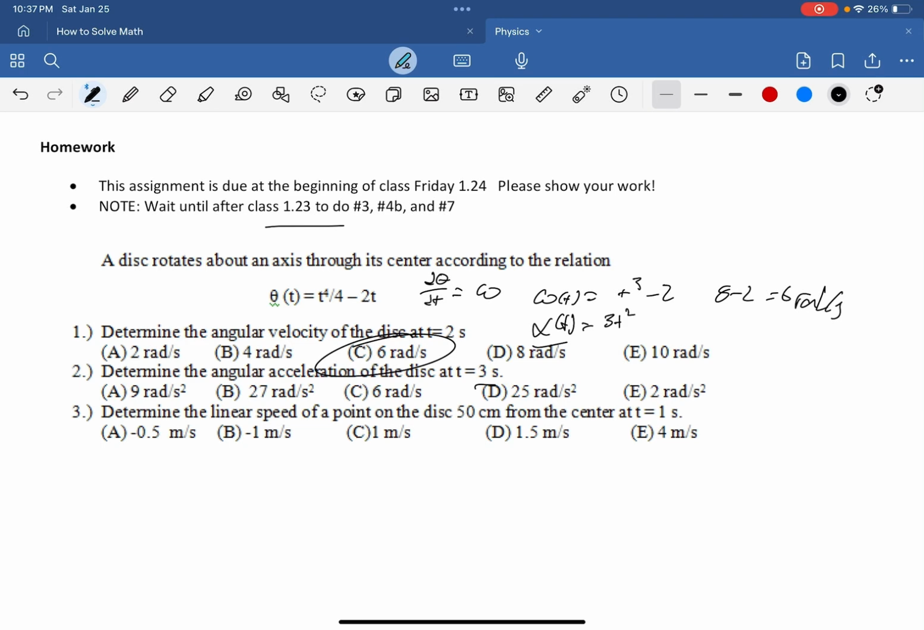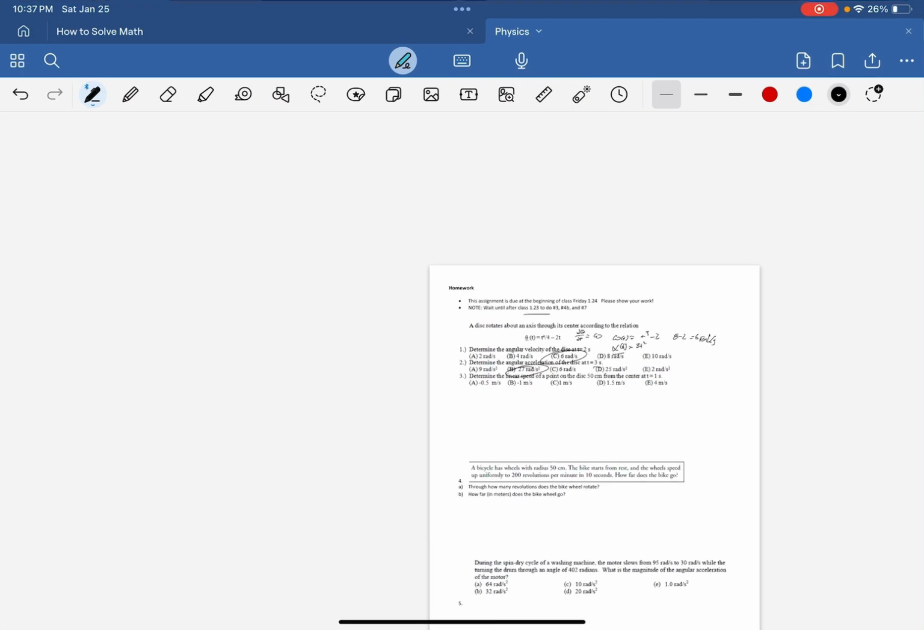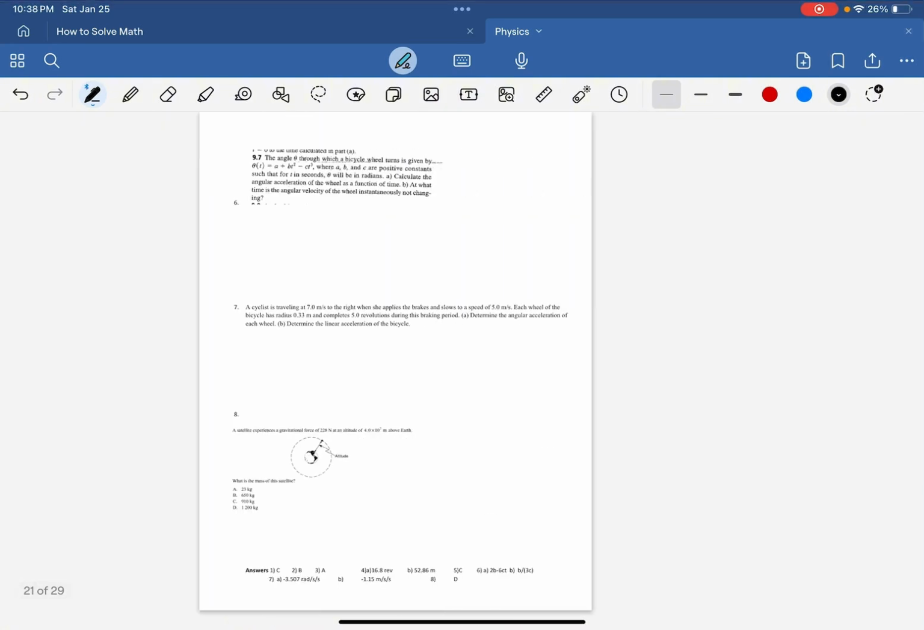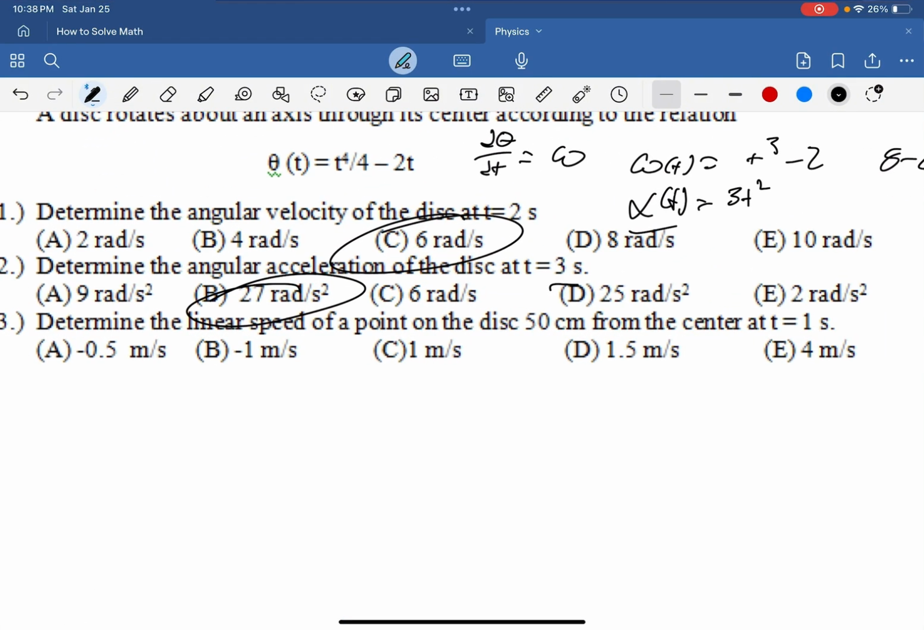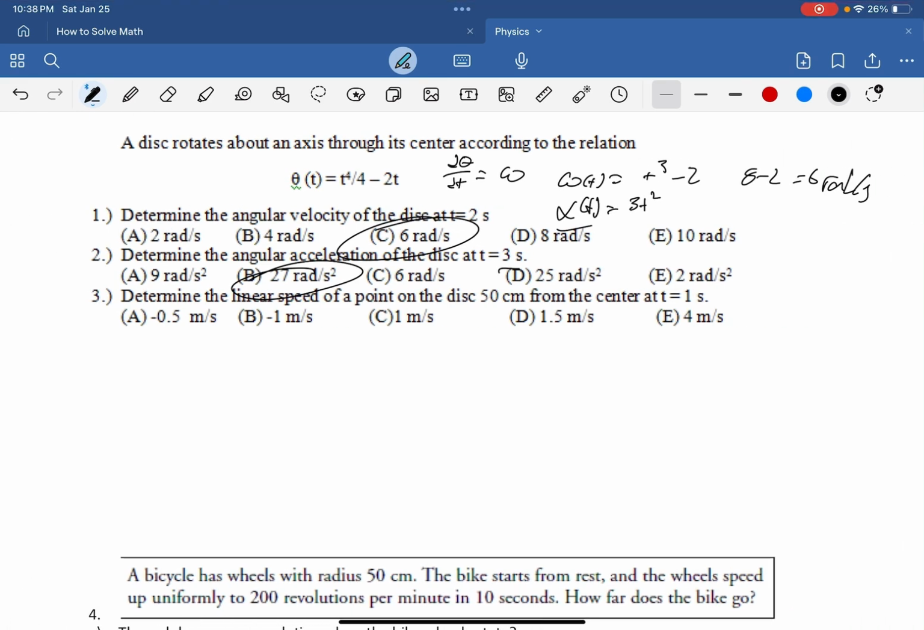So 3 squared is 9, and 3 times 9 is 27 radians per second squared. Let's check that out. So that was B. Yeah, 2 is B. There we go, we're correct. This is where we needed the info from day 1.23.